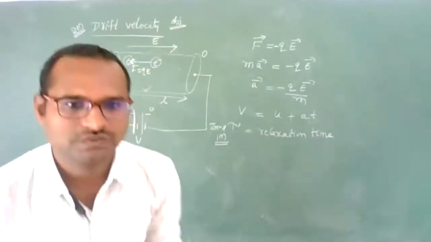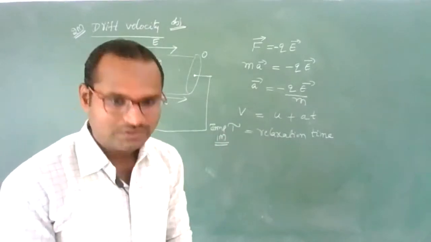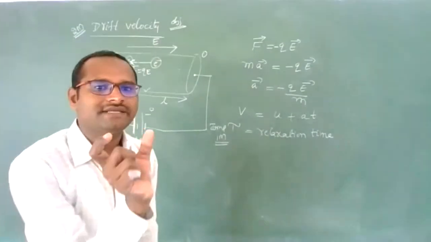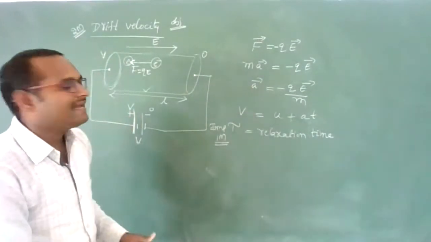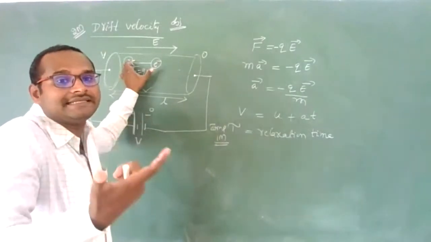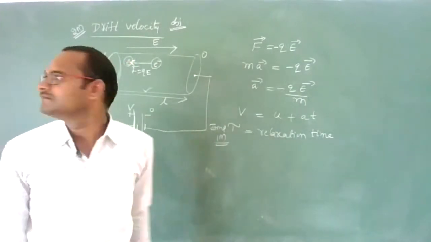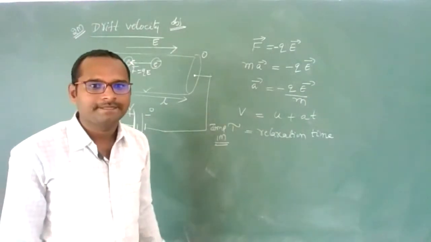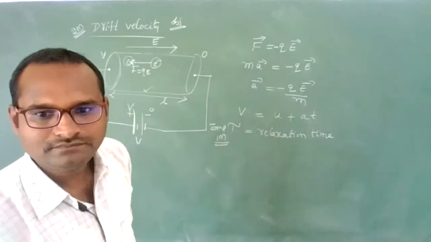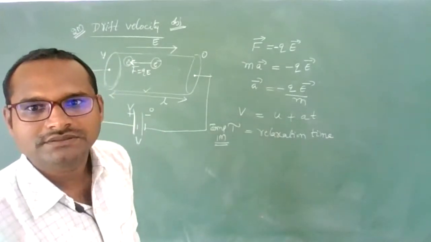Oh, battery is low. It is a very short interval of time for which an electron will get accelerated. Okay? Clear, students? Yes.